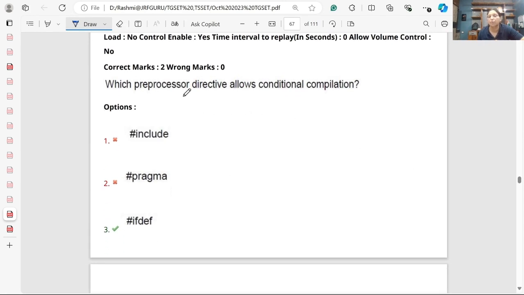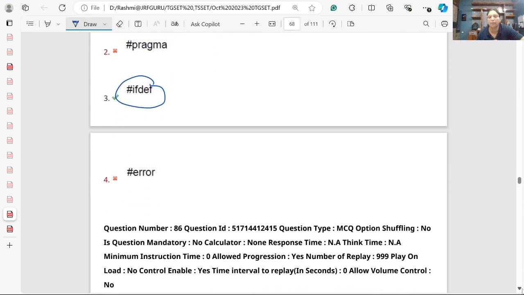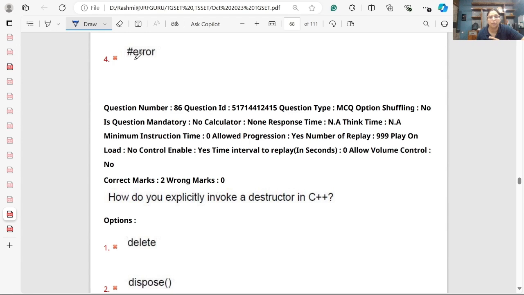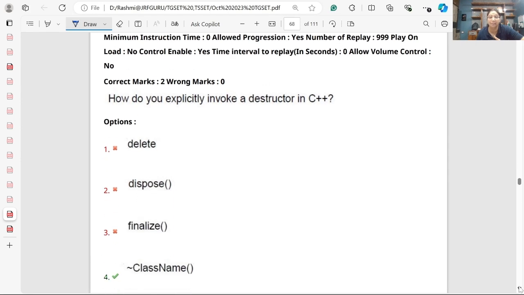Which preprocessor directive allows conditional compilation? For conditional compilation, we have ifdef. Hash include is used to include the library or file during pre-processing. If I want to define an error, I have the error preprocessor directive. But ifdef is used for conditional compilation.